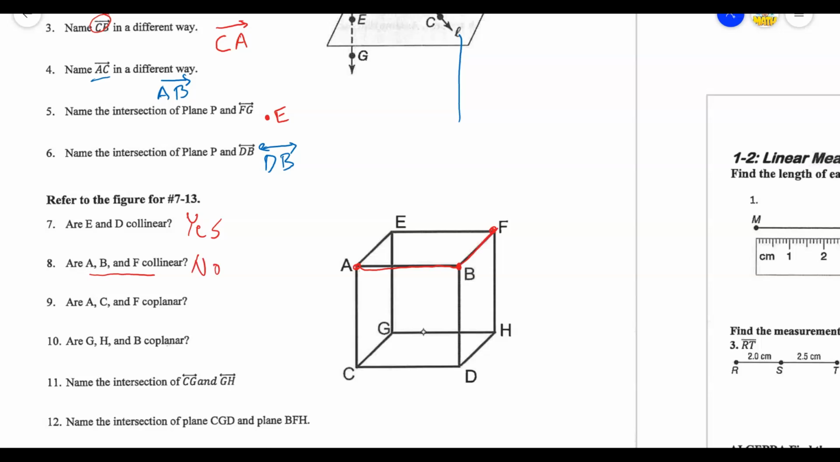Okay. So coplanar means that the 3 points all live in the same plane. So like these points up here, A, B, and F, A, E, and B. They're all in this plane up at the top.